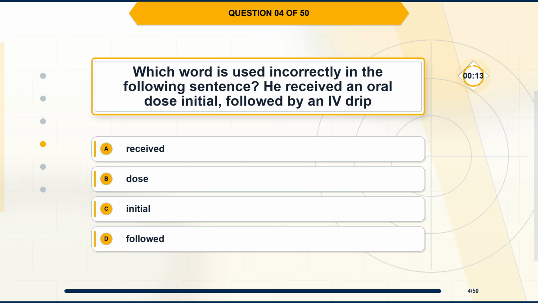Question 4. Which word is used incorrectly in the following sentence? He received an oral dose initial, followed by an IV drip. Option A. Received. Option B. Dose. Option C. Initial. Option D. Followed.